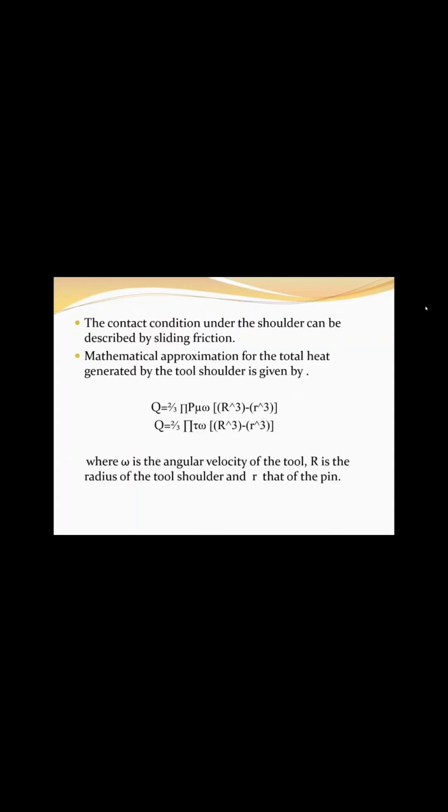The contact condition under the shoulder can be described by sliding friction. Mathematically, an approximation for the total heat generated by the tool shoulder is given by Q total equals 2 divided by 3 into pi into P into mu into omega into (R cubed minus r cubed). For sticking, Q total equals 2 by 3 into pi into tau into omega into (R cubed minus r cubed), where omega is the angular velocity of the tool, capital R is the radius of the tool, and small r is that of the pin.